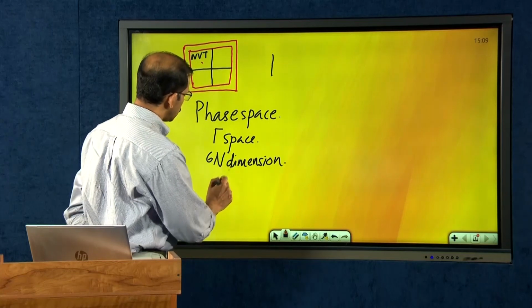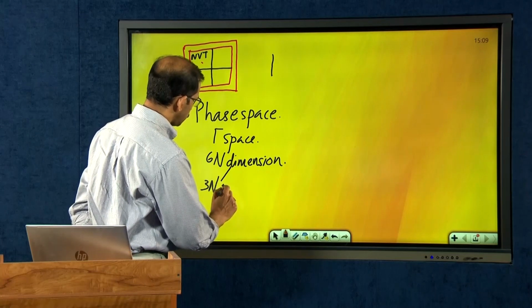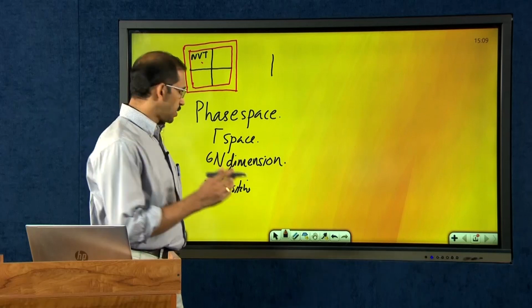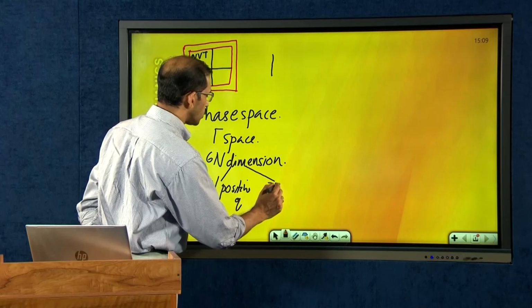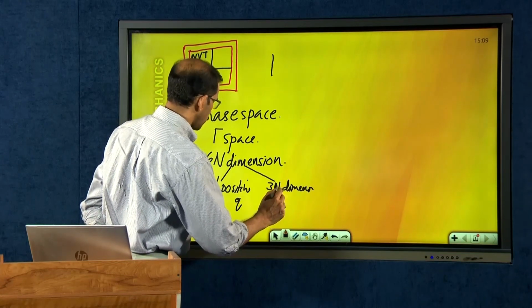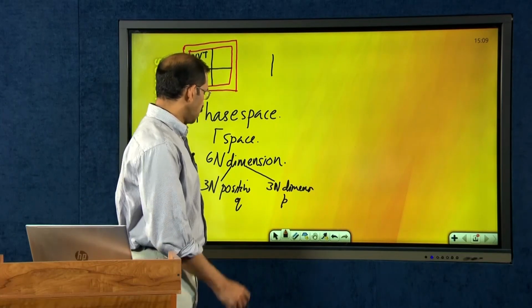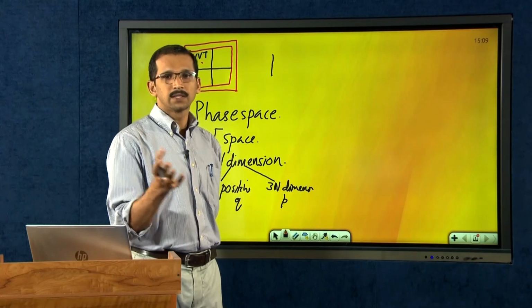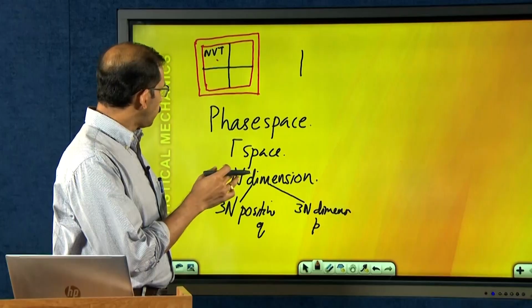So, what all does it comprise? There are 3N dimensions of position, which we generally represent by q, and then there are 3N dimensions of momentum, which we represent by p, where capital N is the number of particles in the system. So, this is the brief outline of the phase space.